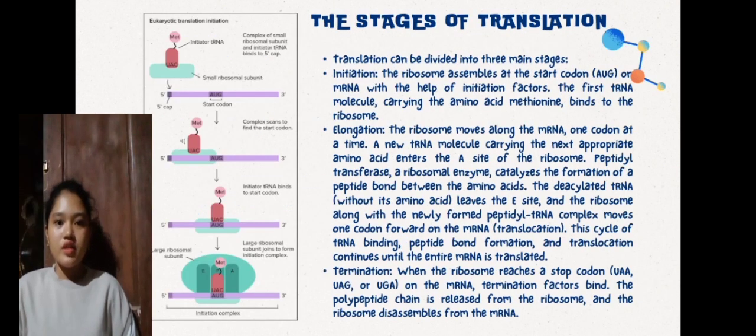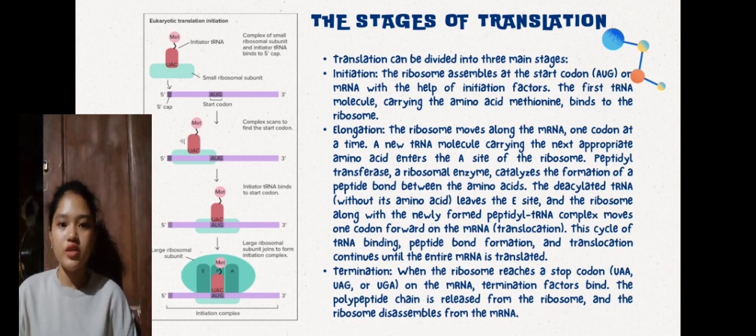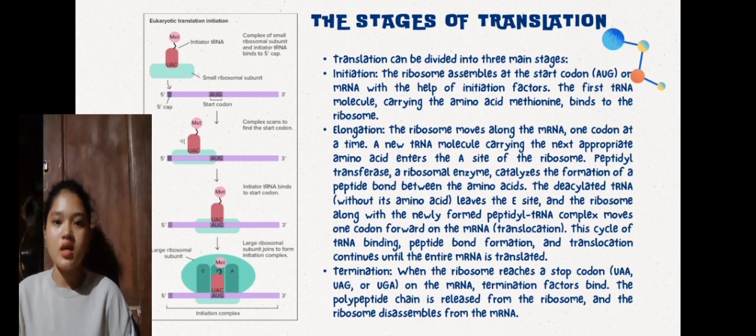The stages of translation. Translation can be divided into three main stages. First is the initiation. The ribosome assembles at the start codon, or the AUG, on the mRNA with the help of initiation factors. The first tRNA molecule carrying the amino acid methionine binds to the ribosome.